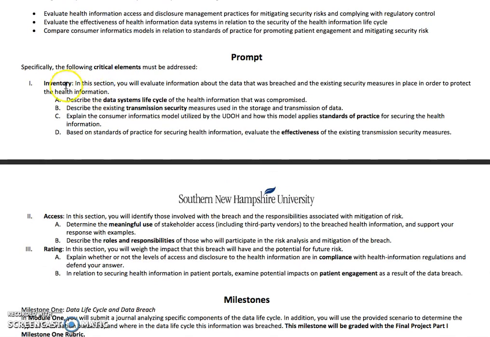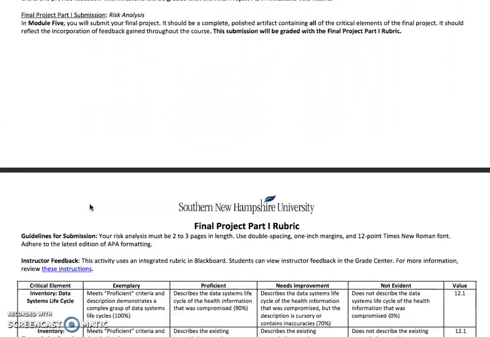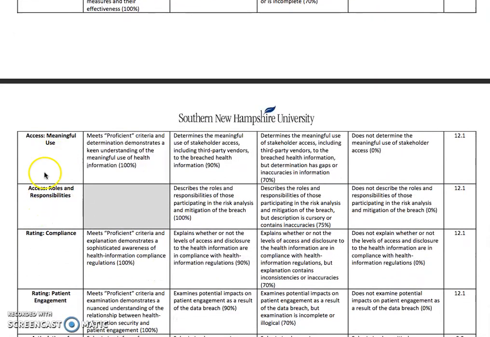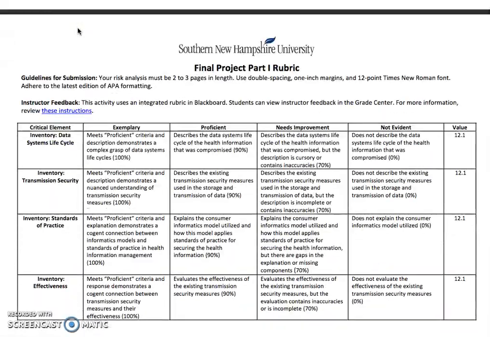This is what you're going to do this week for the first milestone. You're going to do the inventory with A, B, C, and D. You're going to do access A and B, rating A and B. And if you look further down the rubric, you're going to see that all these things are covered in the critical elements. There they are: access, rating. Okay, what you need to do here, use these critical elements as headings for sections or paragraphs.